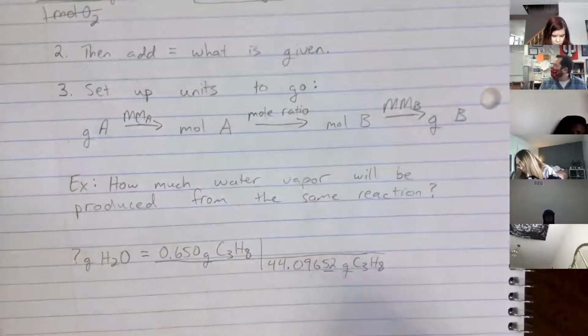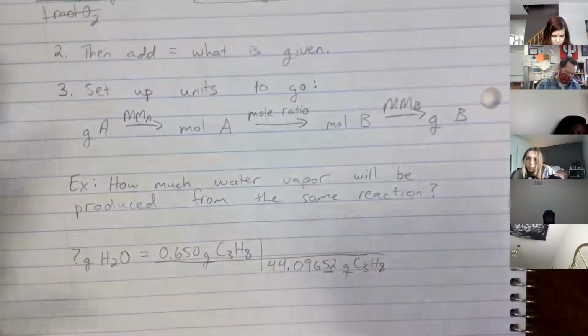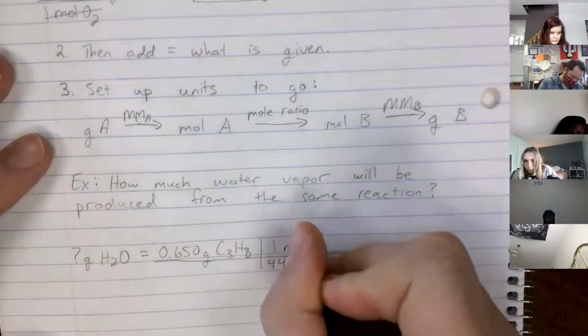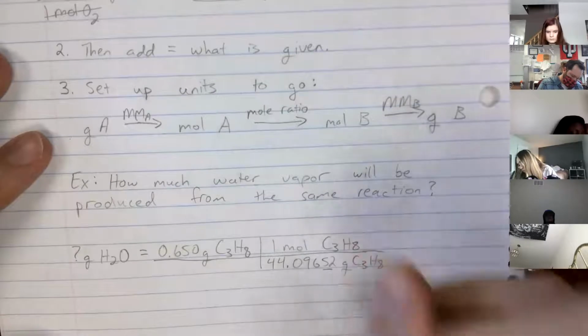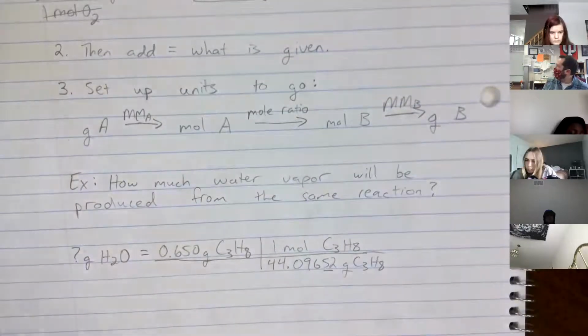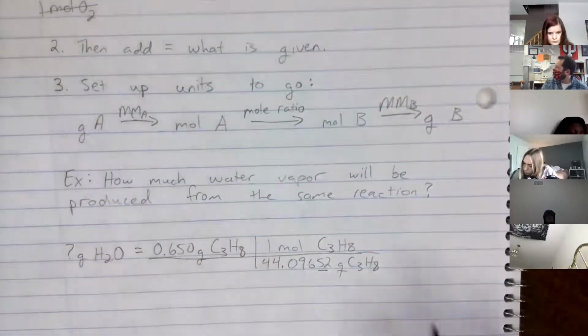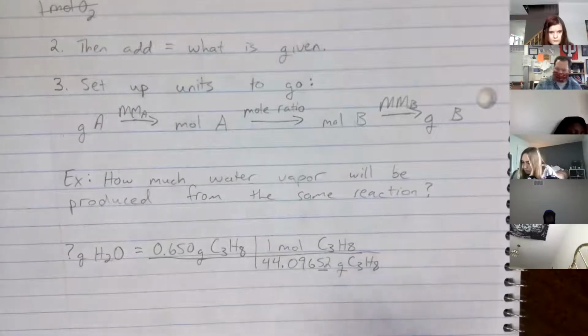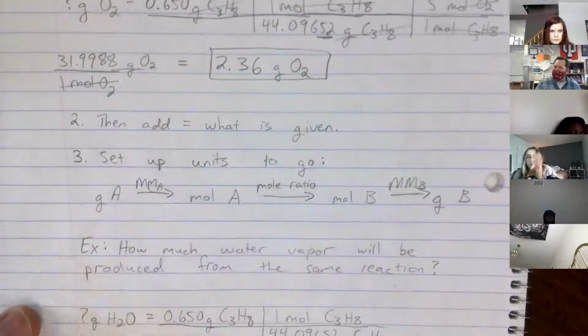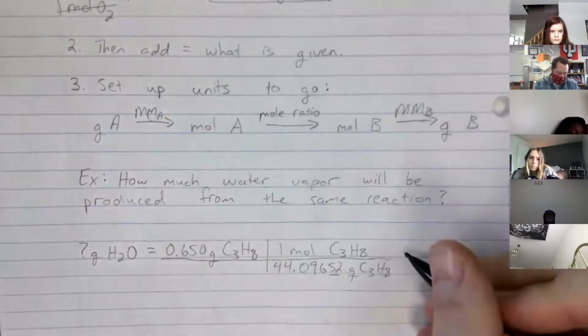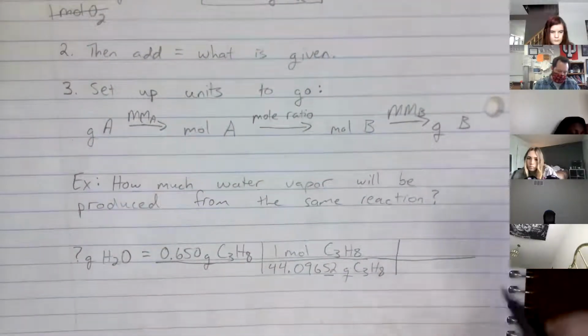I want to underline those extra digits. So there's my molar mass of propane. Again, I've done mass of A to moles of A. Now I've got to go to moles B. I know it's going to start off looking the same.